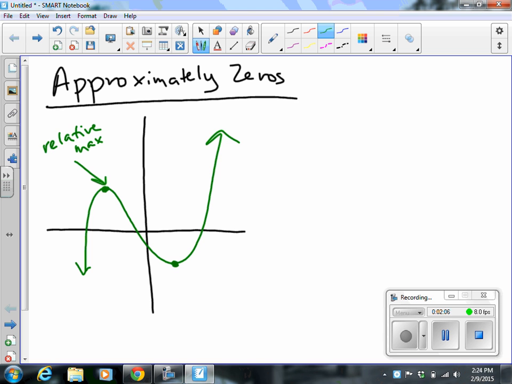Over here is my relative min. And we know then this is a root, this is a root, and this one is a root. Okay? Now you can have more than one relative min or more than one relative max.